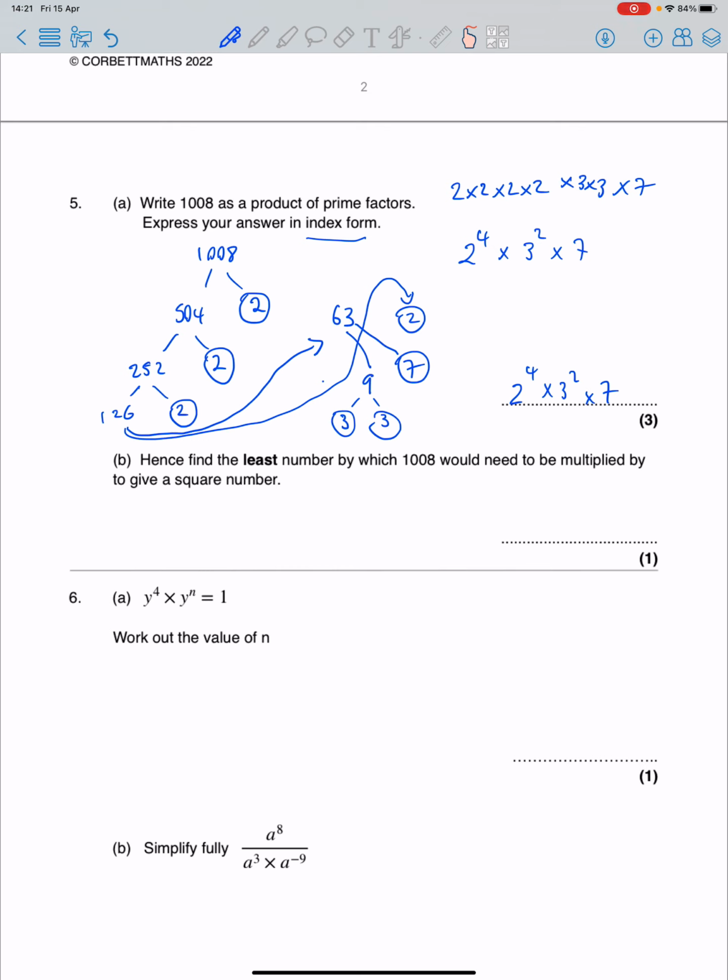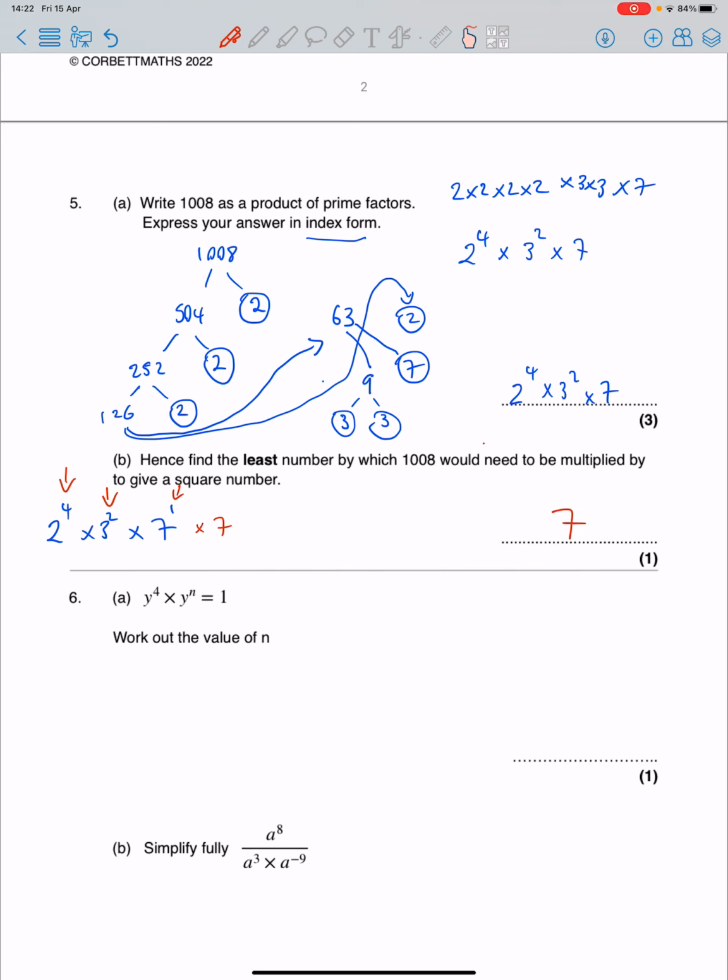Well, we can see in our current answer that 2 to the 4 times 3 squared times 7, which by the way is the same thing as 7 to the power of 1, this power is even, so we're good. This is even, so we're good. However, this is not even. So if we were to multiply this by 7, that would now make it 2 to the power of 4 times 3 squared times 7 squared, which is what we want. That's the smallest thing you'd have to multiply by to ensure that all the powers are even. So our answer is just 7.